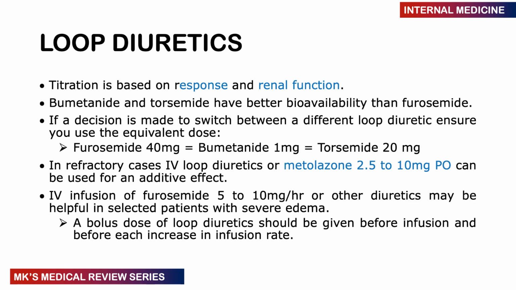And like I said, in cases where the loop diuretics are not really working, you may actually consider adding metolazone 2.5 to 10 milligrams orally. In some cases, we may give an infusion of Lasix 5 to 10 milligrams IV, or other diuretics, especially when they have severe edema. Before you actually do this, make sure you push in a bolus of the diuretic, and then as you're increasing the infusion, make sure, again, you push in a bolus each time you increase the infusion rate.